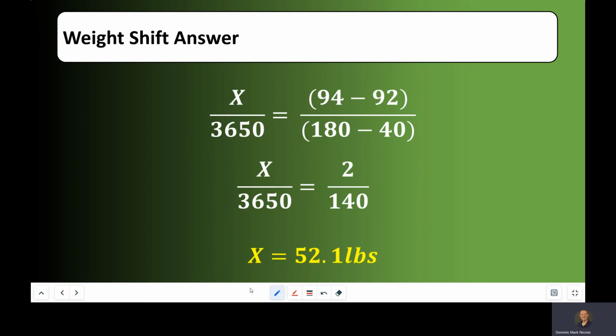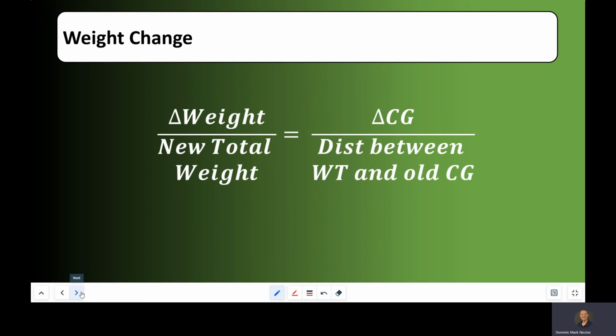Here's our formula set up there. We don't know how much weight we're moving, but we know current CG is at 94, move it to 92. So that combines to get us our 2 inches of delta CG. At 180 is where the weight is. We're moving it to station 40. That gives us the 140 there. All right, so there's your solution. Okay. Now, one more is a weight change problem.